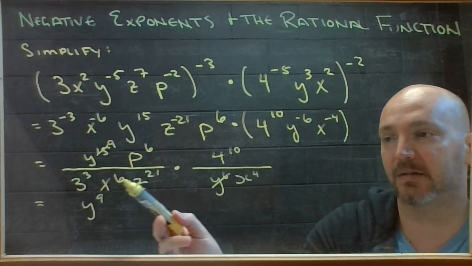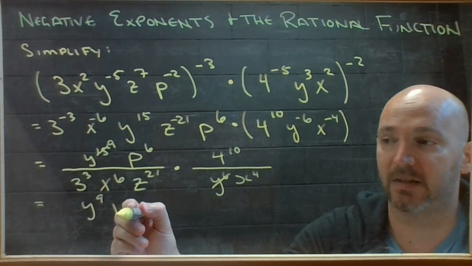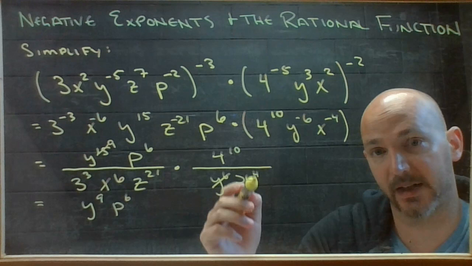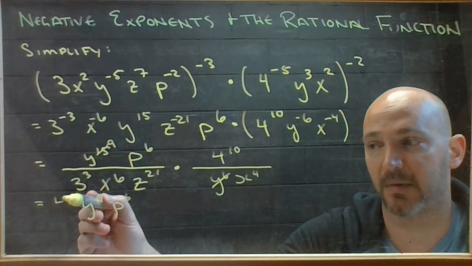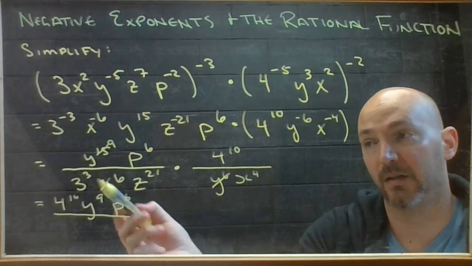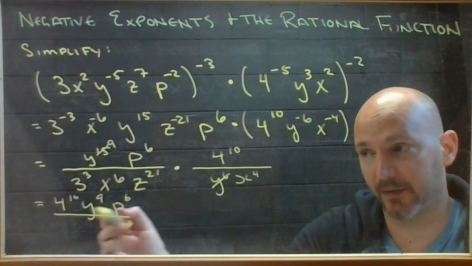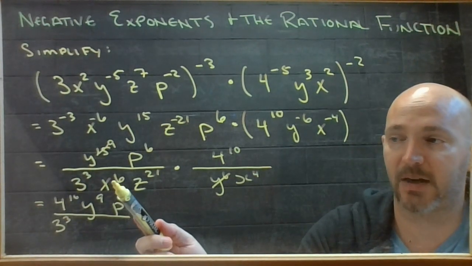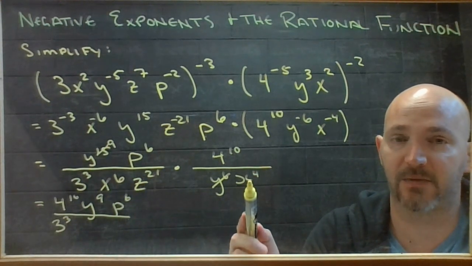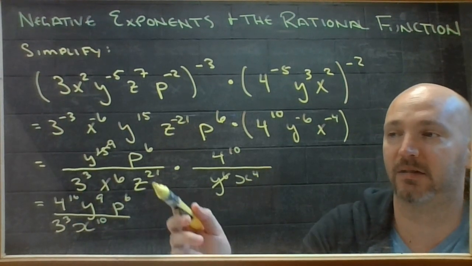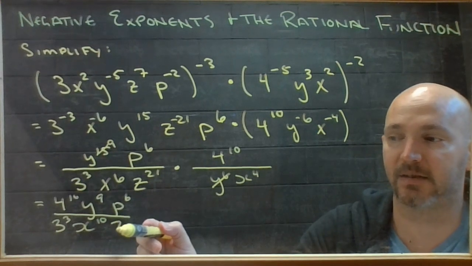There's nothing dividing out the p's, so p to the 6 kicks around. There is nothing dividing out powers of 4, so the powers of 4 stick around. There is nothing dividing out the power of 3, so it sticks around. I have 6 powers of x here and 4 powers of x here. That's a total of 10 powers of x. And there's nothing dividing out this z to the 21.